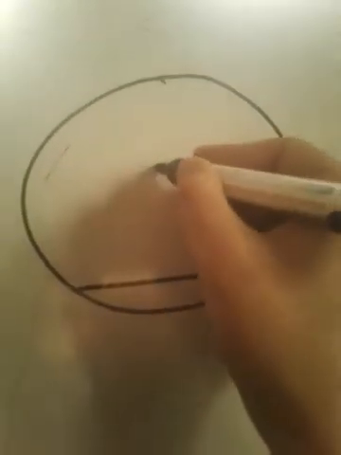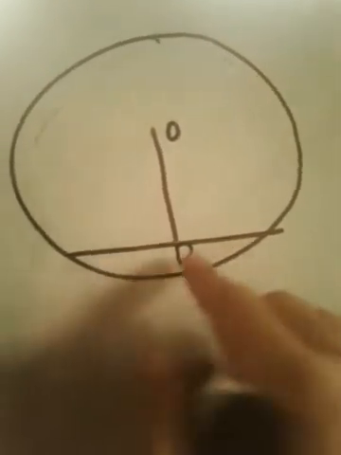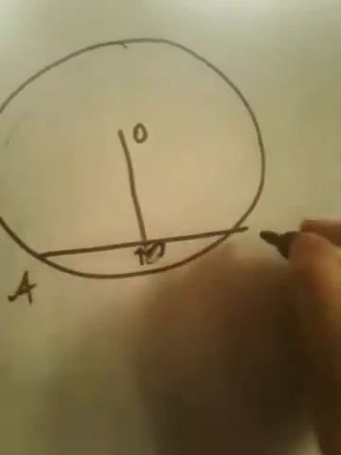We will write the theorem. The line drawn through the center of a circle that bisects a chord is perpendicular to the chord. So let us draw a figure. This is your chord AB. This is OM, say we name this M.